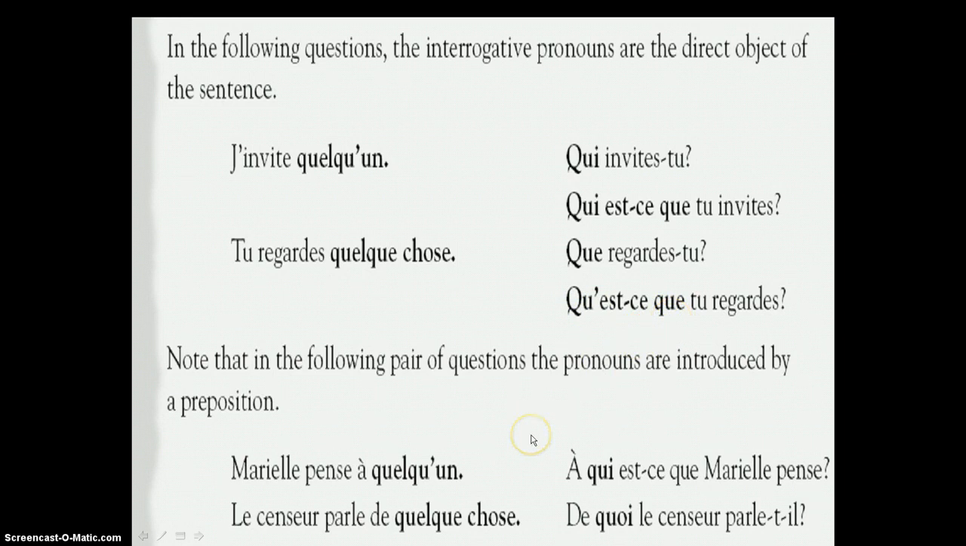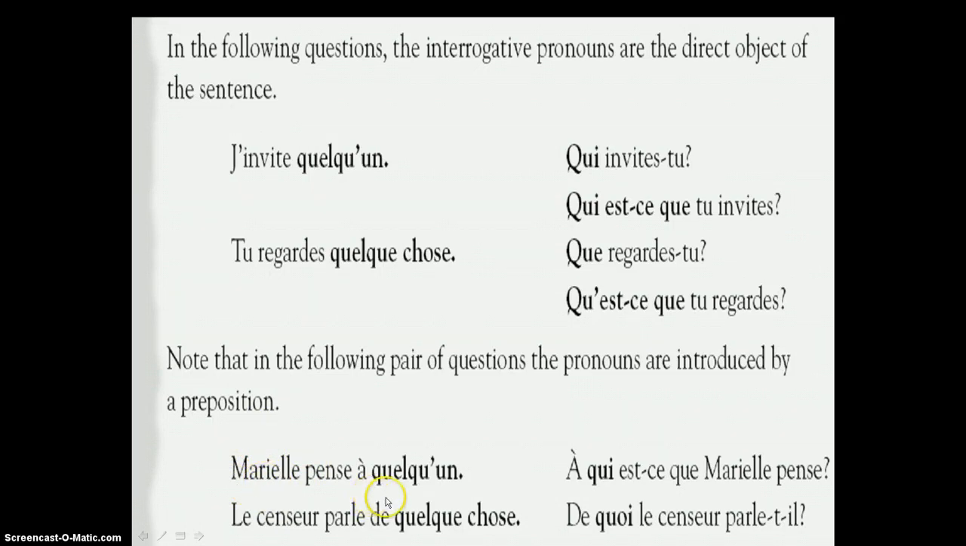Now note that we did not have a chance to talk about this in class, because we spent time talking about how to find qui or qu'est-ce qui. So note that in this next one, the pronoun is introduced by a preposition. For example, I'm thinking of somebody, I'm thinking about something. Here, Marielle pense à quelqu'un. So Marielle is thinking about someone. If I were to ask who is thinking about someone, you would say qui est-ce qui, right? Qui est-ce qui for Marielle.